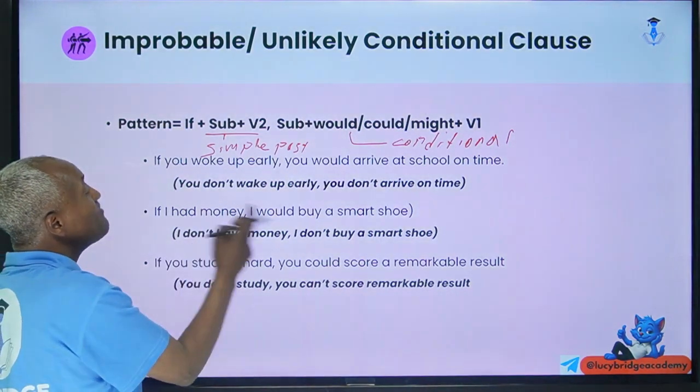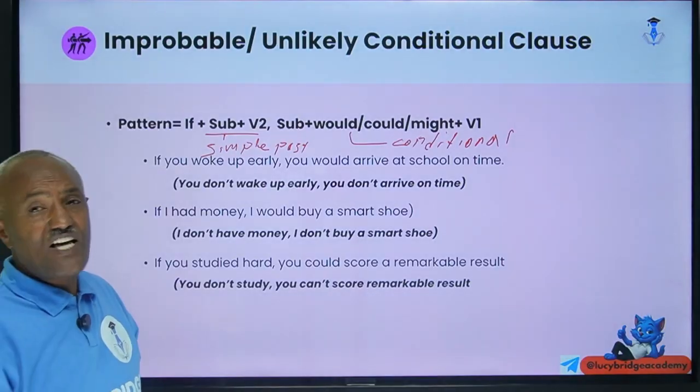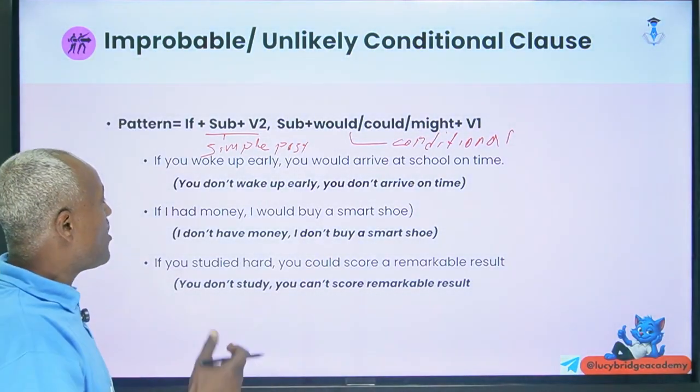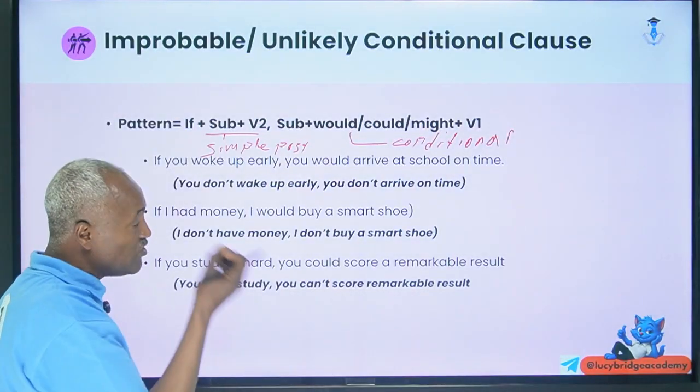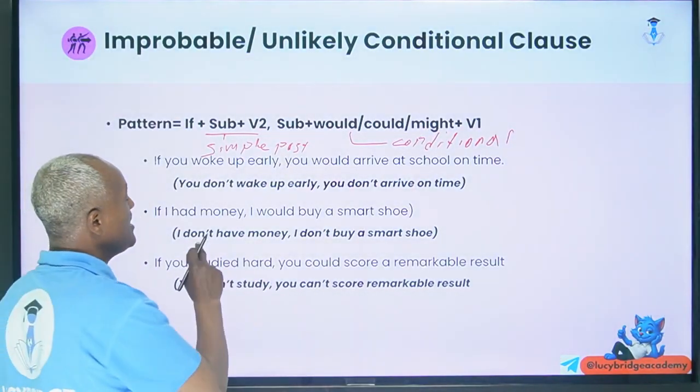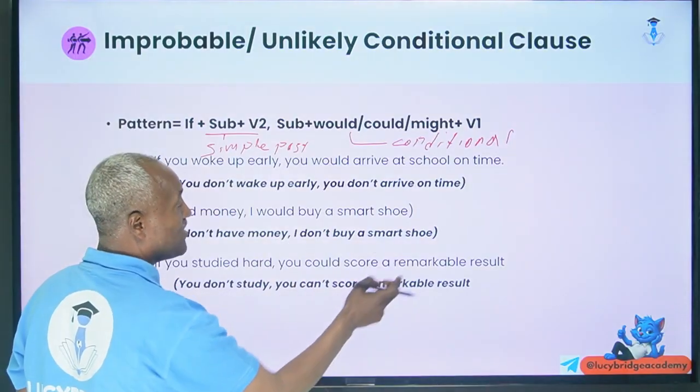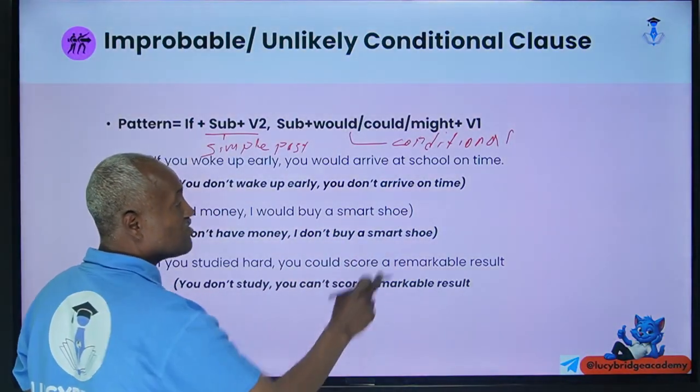And again, if I had many means I don't have many. Yes? It has that sense. Don't forget this one. Not only the pattern that you are expected to master, you are also expected to know the meaning. If I had money, I would buy smart shoes means I don't have money, I don't buy smart shoes.